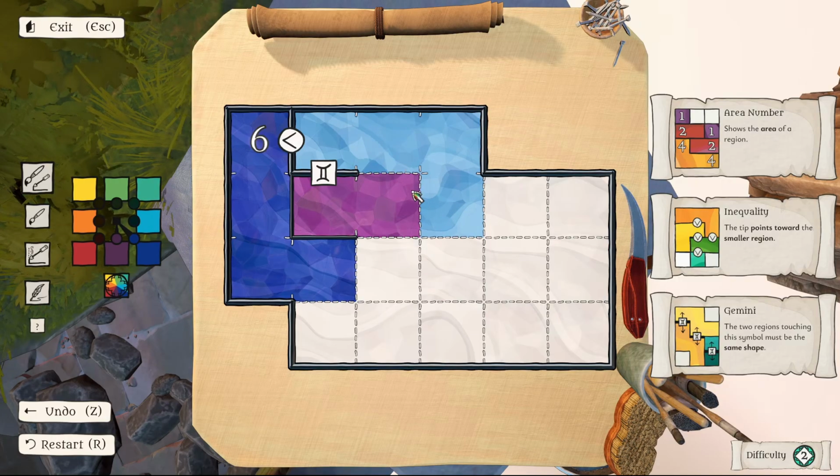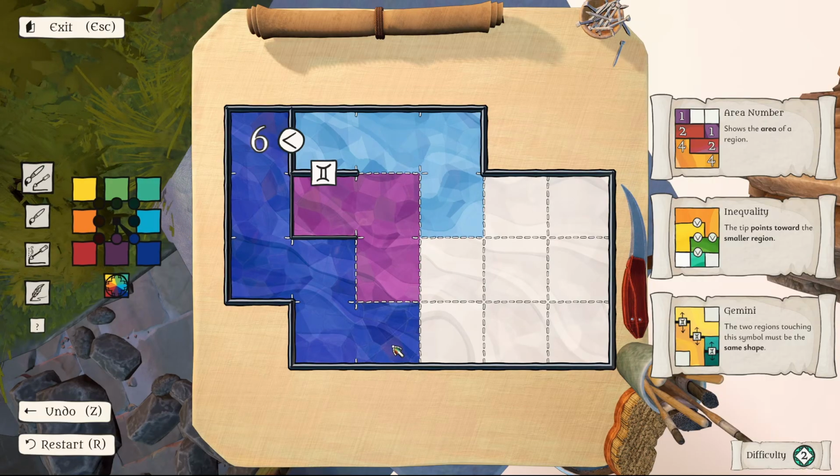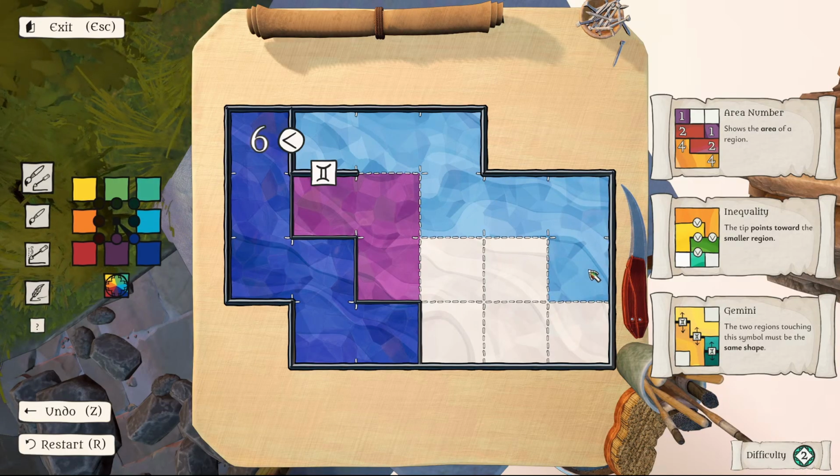This has got to be at least 7. This is going to have to turn a corner. So is this. 1, 2, 3, 4, 5. So that's going to be done. Same shape for both of these. 1, 2, 3, 4, 5, 6, 7. We can have something like that.